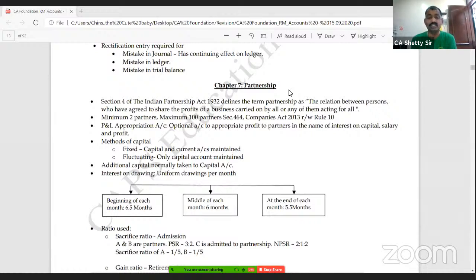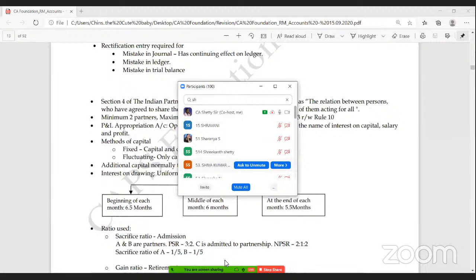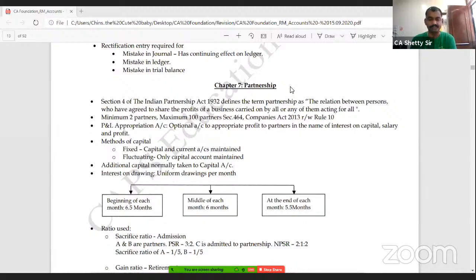Additionally, conversion of firm into a company, amalgamation of firms, etc. are also covered in CA intermediate. Right? So now let me explain what I'm trying to say.